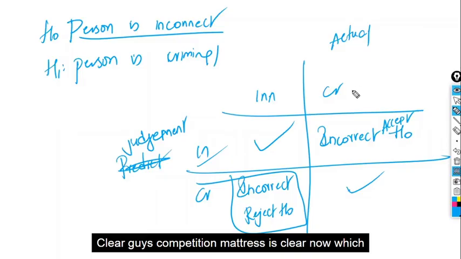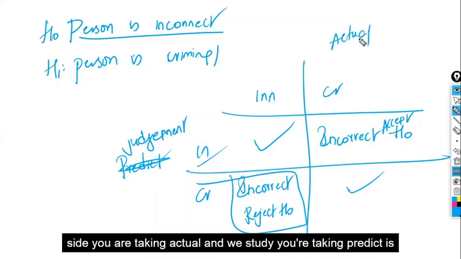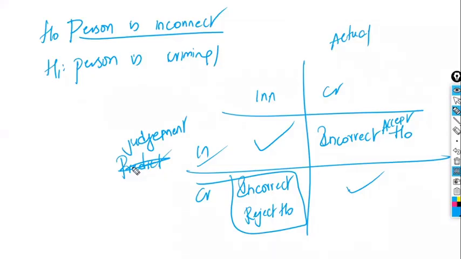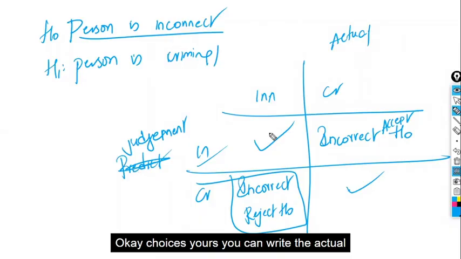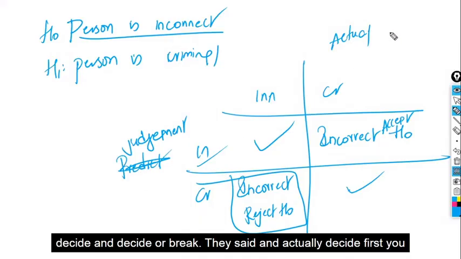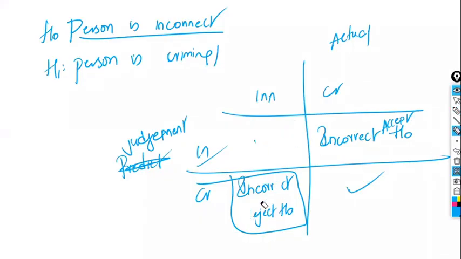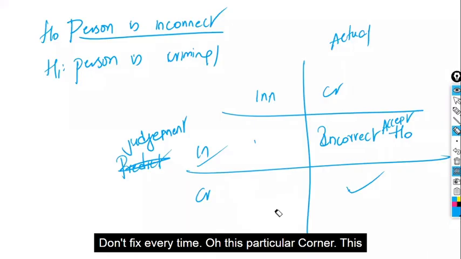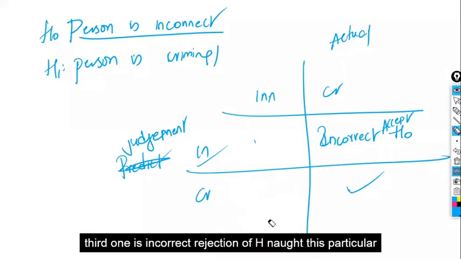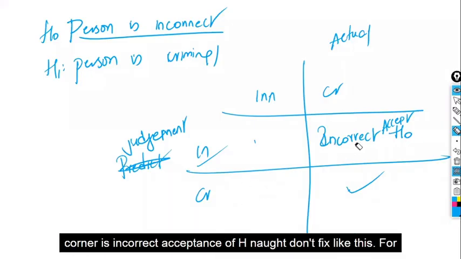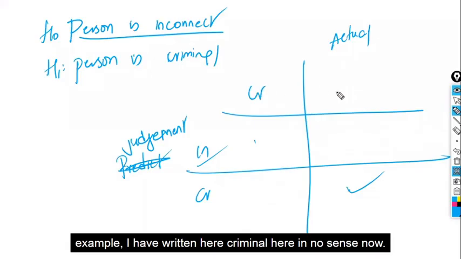Clear, guys? Confusion matrix is clear. Now, which side you take actual and which side you take predicted is your choice. You can write the actual this side and predicted this side, or predicted this side and actual this side. Don't fix every time that this particular corner, this third one, is incorrect rejection of H0, or this corner is incorrect acceptance of H0. Don't fix like this. For example, I have written here criminal, here innocent.